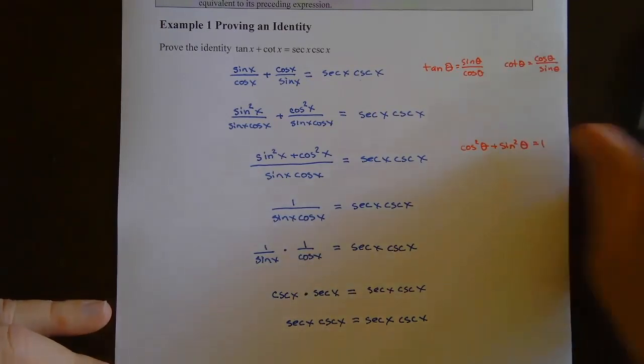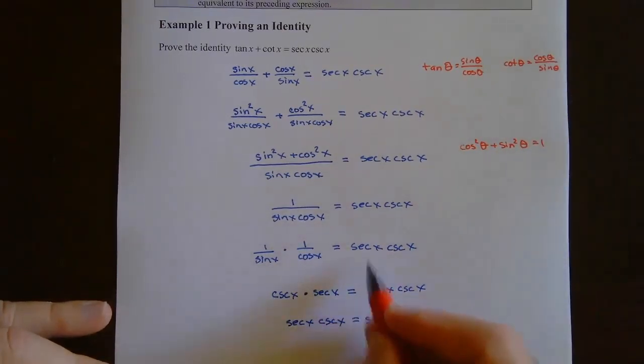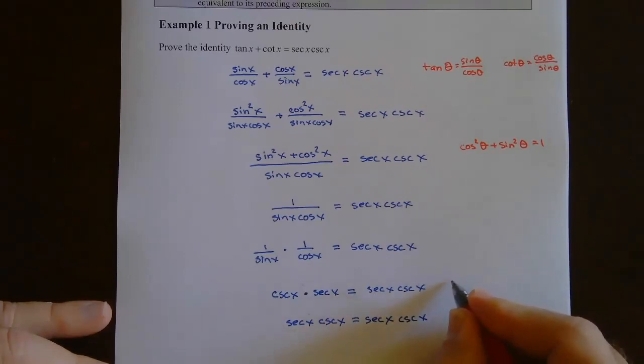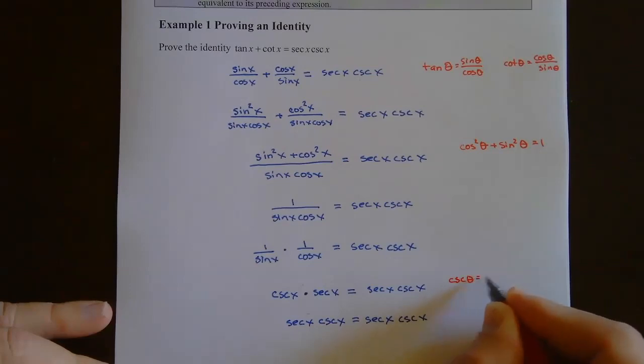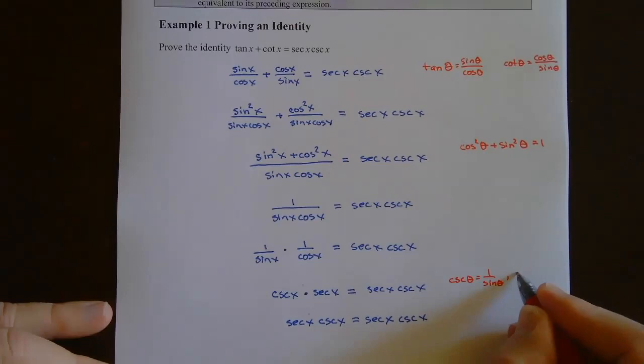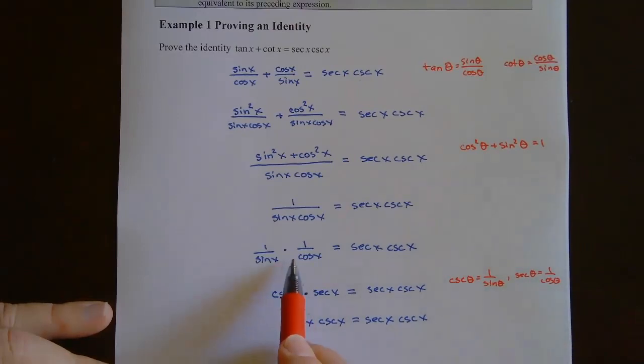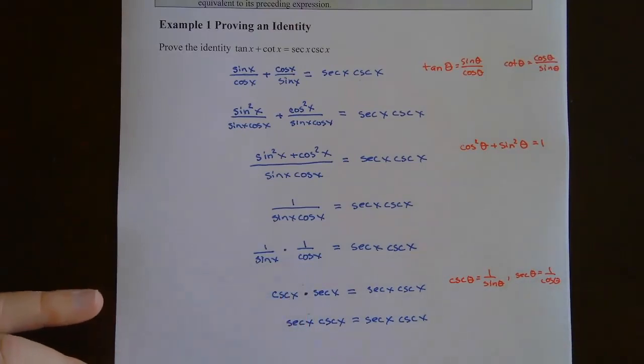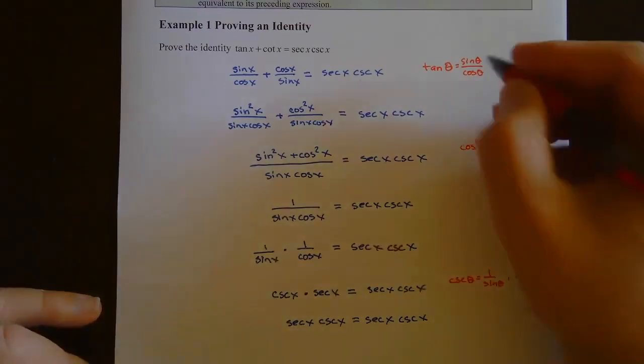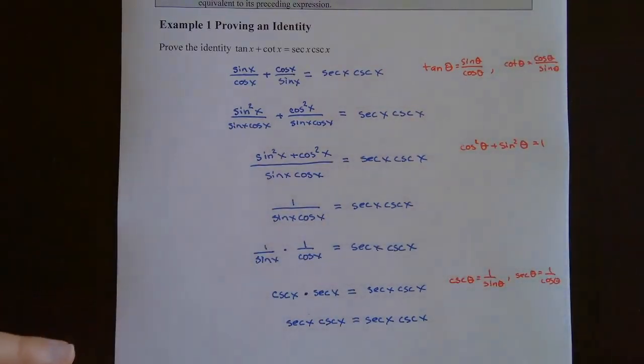So to go from here to here, I used this identity: cosecant theta is equal to 1 over sine theta. And I also used secant theta is 1 over cosine theta. I used those two identities to come from this line to this line. Okay, I should have written that earlier, sorry. Put a comma right here. So we established this.